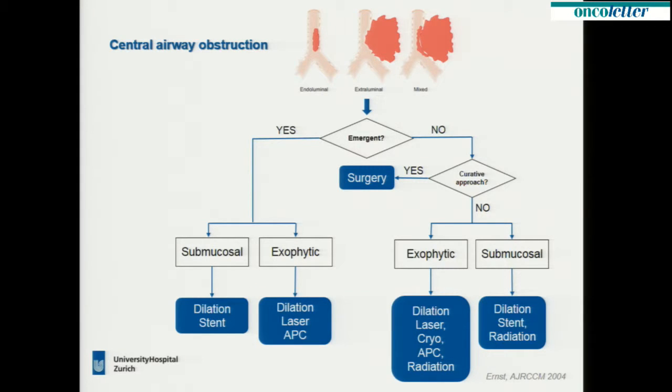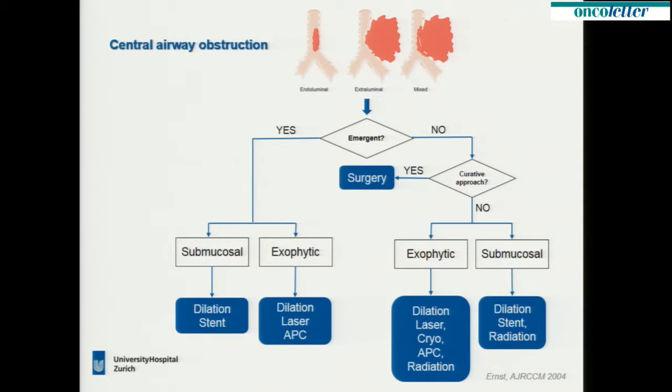Normally we try to follow these guidelines for central airway obstruction. The first question is: is the patient an emergency patient? That means, is the patient dyspnoic? If yes, then an immediate intervention is indicated. Then it depends on whether there is a submucosal stenosis or an exophytic tumor. In case of submucosal stenosis, you dilate or implant a stent. And in case of an exophytic tumor, you can core it out by rigid bronchoscopy. You can apply the laser or APC.